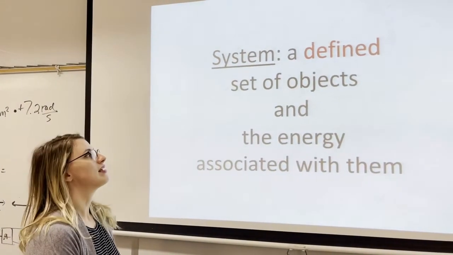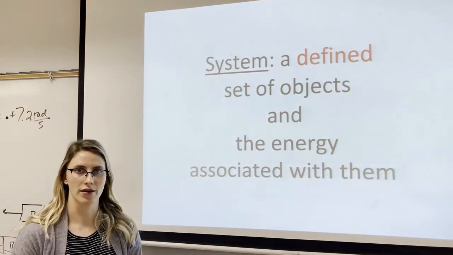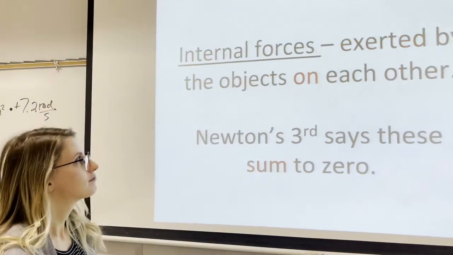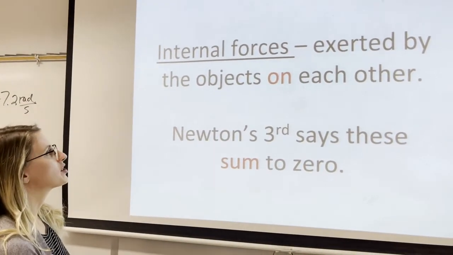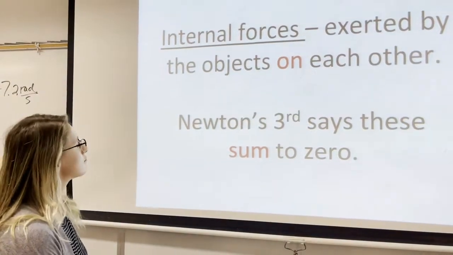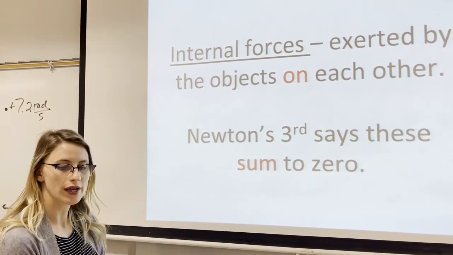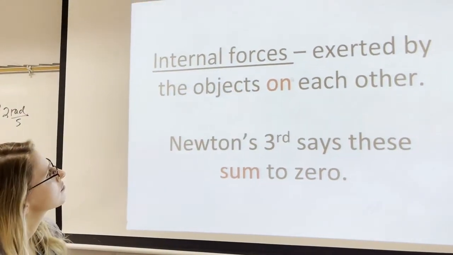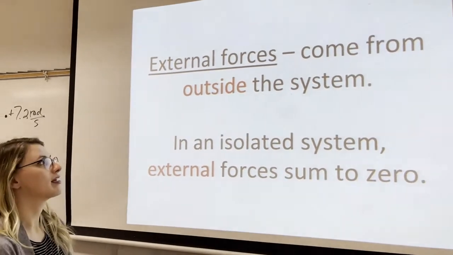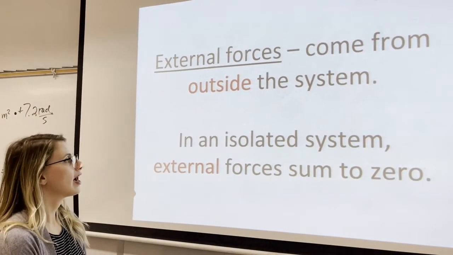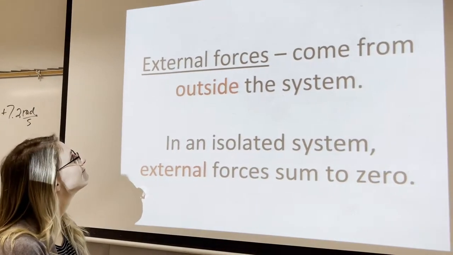A system is a defined set of objects and the energy associated with them. Internal forces are exerted by the objects on each other that are part of the system. Newton's third law says these sum to 0, equal and opposite. External forces come from outside the system. In an isolated system, external forces sum to 0.